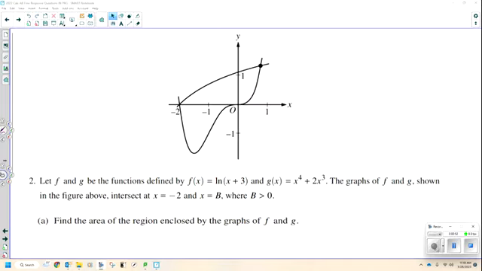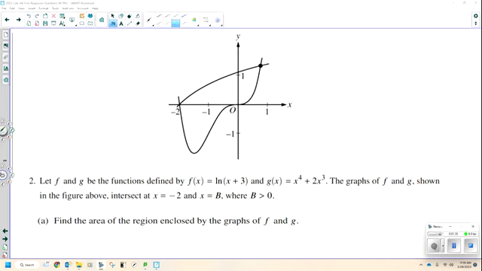Number 2 says, let f and g be the functions defined by f of x equals ln of x plus 3 and g of x equaling x to the fourth plus 2x cubed. The graphs of f and g are shown in the figure above, and they intersect at 2 points where x equals -2 and at some other value where x equals b. We don't know what b is, but we know that b is greater than 0. Find the area of the region enclosed by the graphs of f and g.